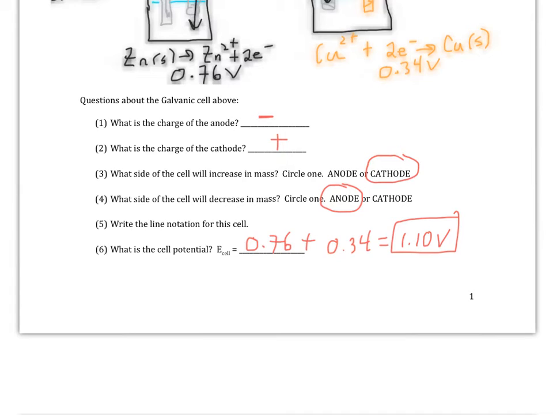So the line notation will have the anode on the left-hand side and the cathode on the right-hand side. And so the anode was zinc, which was solid. And then we do a line, and then we had aqueous zinc 2 plus, which was aqueous. We would put in the molarity if we knew what it was. And then we do a double line, and then we have what's on the cathode side, which we had copper 2 plus, which was aqueous. And then we do a line, and then we were making solid copper. So that's the line notation, if you can see it in there.